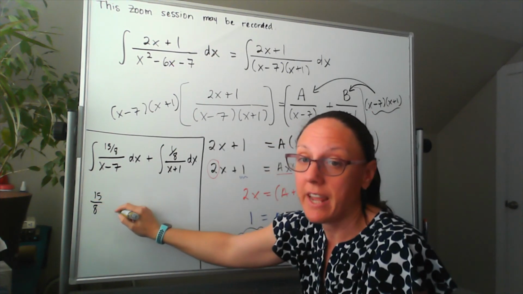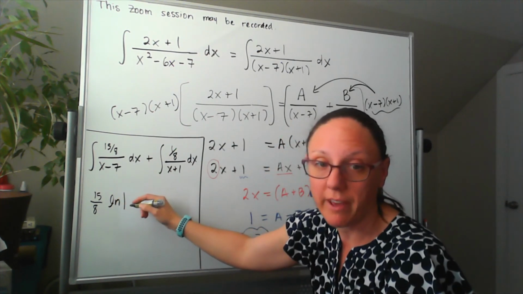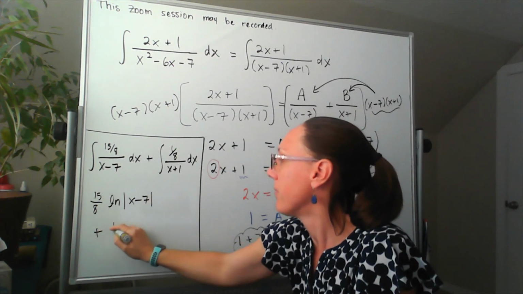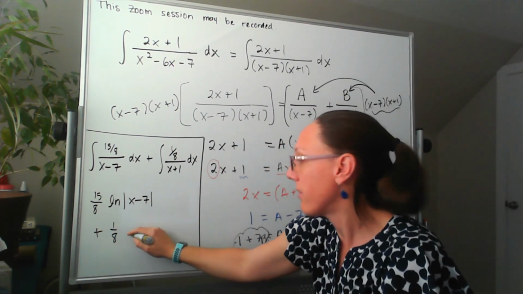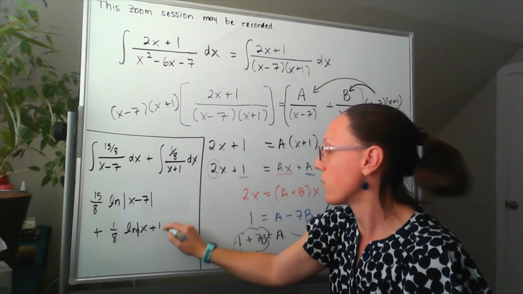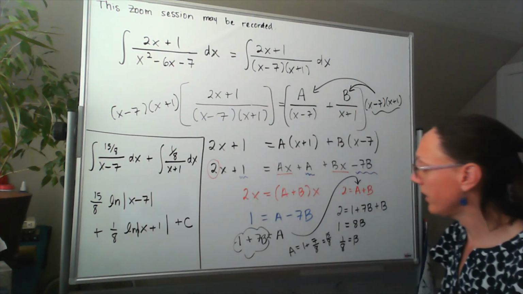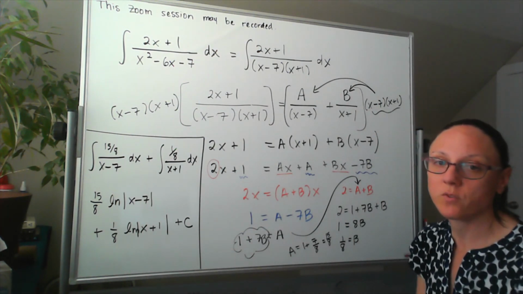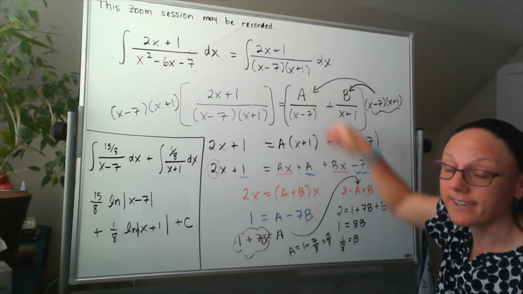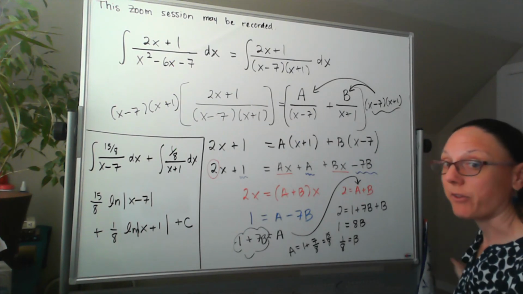So I've got 15/8 ln of x minus 7. Sorry, ln of absolute value of x minus 7, plus 1/8 ln absolute value of x plus 1, plus a constant. I said that there were two methods for finding the constants doing this partial fractions, and now I'm going to show you the other method.